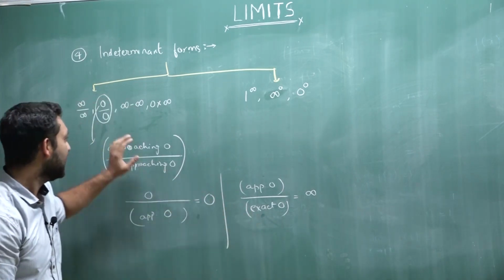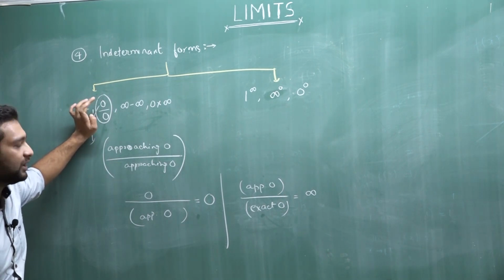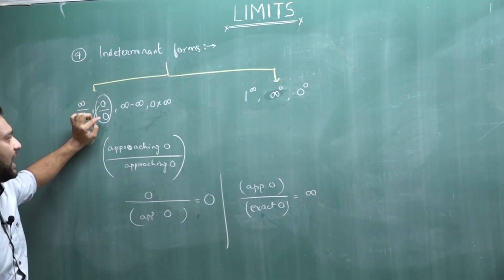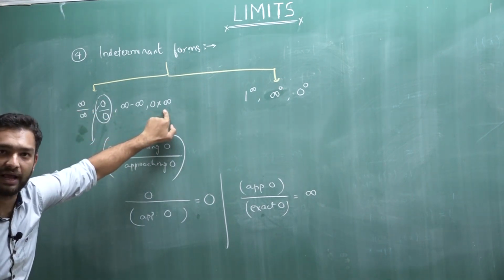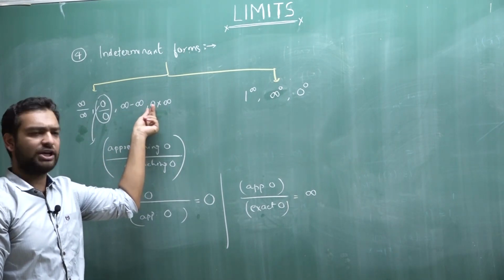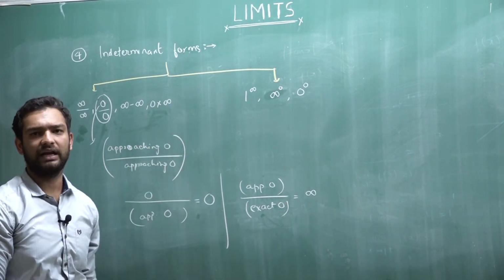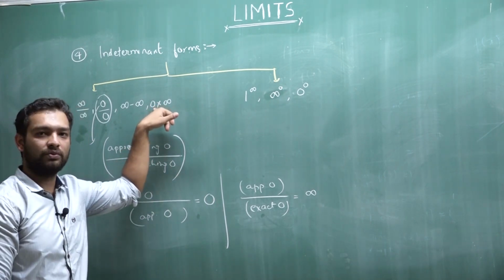So remember one thing, whenever we talk about indeterminate form, this value 0 by 0, here the numerator will also be approaching 0 and the denominator will also be approaching 0. Same will be the case here. If this value is exactly 0, 0 into anything will always be directly equal to 0. Clear? Here also this must be approaching 0.